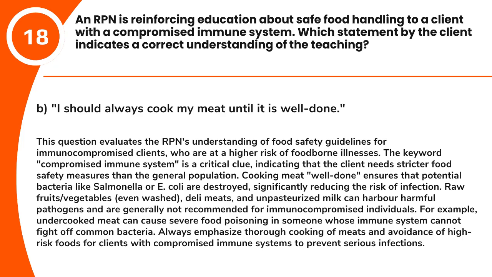This question evaluates the RPN's understanding of food safety guidelines for immunocompromised clients who are at a higher risk of foodborne illnesses. The keyword compromised immune system is a critical clue, indicating that the client needs stricter food safety measures than the general population. Cooking meat well done ensures that potential bacteria like Salmonella or E. coli are destroyed, significantly reducing the risk of infection.